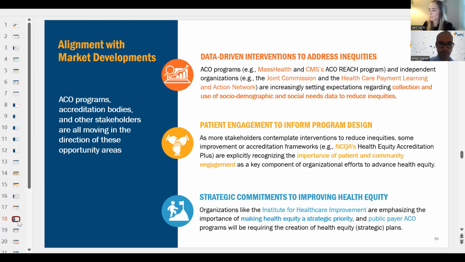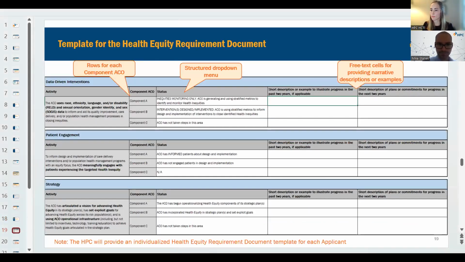Next slide, please. So what does that mean in practice? Well, ACOs will be asked to use a template that we provide to report on their progress with respect to 3 discrete activities, 1 from each of the 3 opportunity areas. Our hope is that this template will allow us to collect this information over multiple certification cycles in the coming years, so that we can take a more longitudinal approach to understanding ACO progress in key areas.